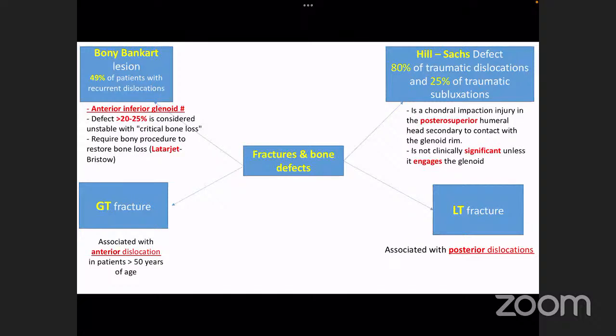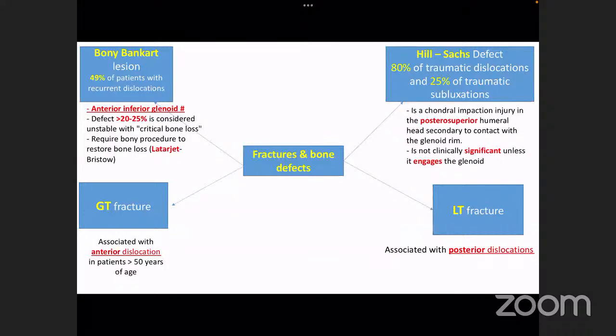Bony Bankart comes in 49% of patients with chronic or recurrent dislocation. An anterior inferior glenoid defect, if it's more than 20%, is considered unstable. I told you before about it. It's critical bone loss and requires a bony procedure to restore the bone loss. Latarjet is an anatomical procedure. The Bristow and the Putti-Platt are not preferable anymore. Latarjet now is the gold standard when you have a 20% defect. But if you have more, you have to consider other surgical options. If you look at the seminar that Dr. Khair announced before, if you just want to know more about it, you can watch it.